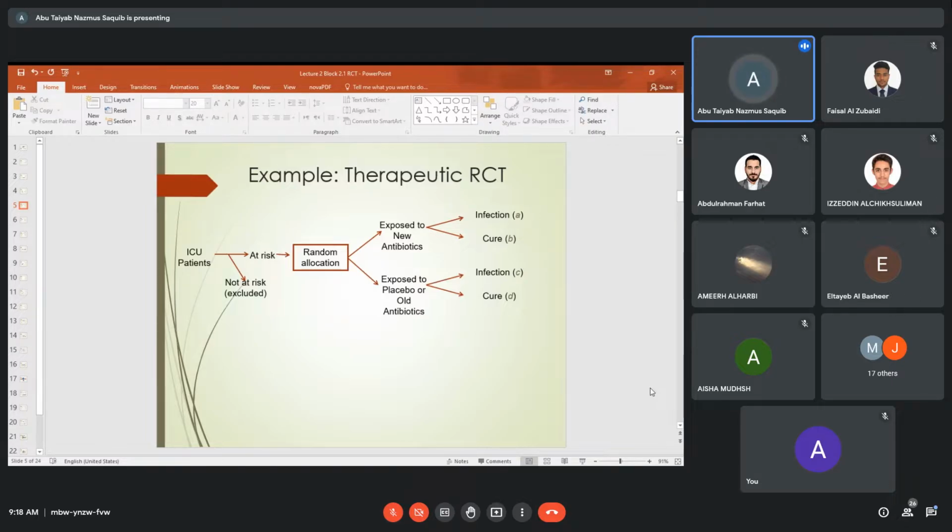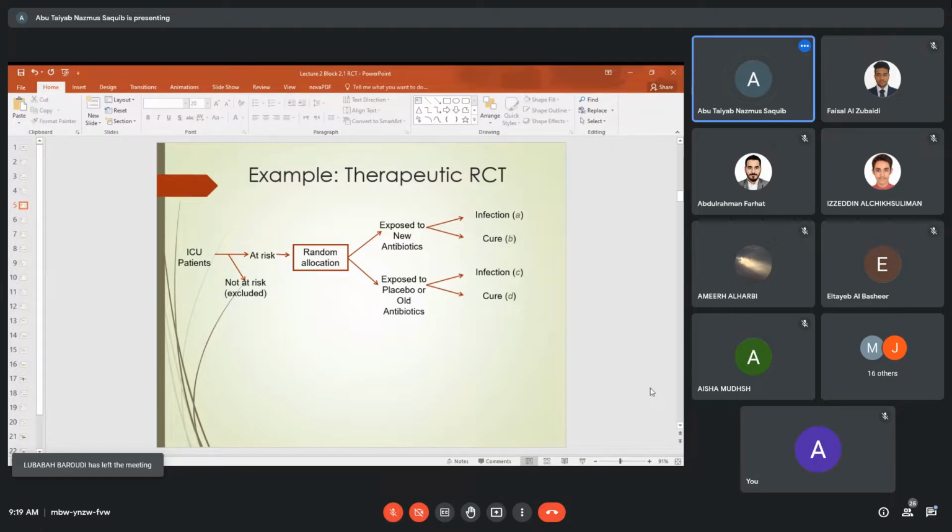You look at the cure rate of the new antibiotic compared to the cure rate of the old antibiotics. And if the cure rates are the same, then you conclude that the new antibiotic is as effective as the old antibiotic. If the cure rate of the new antibiotic is higher, statistically, you go for the new antibiotic. But it is often the case that maybe the old antibiotic will be better than the new antibiotic. So it allows you to make a decision.